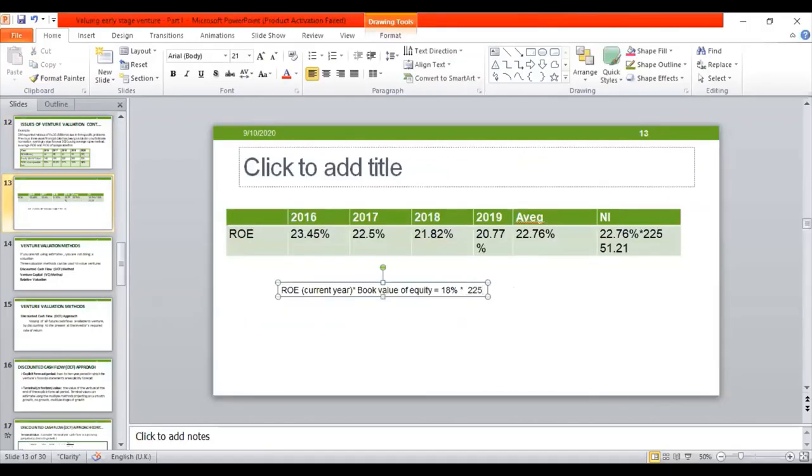So based on this approach also, we would get a normalized net income value of 40.5%.